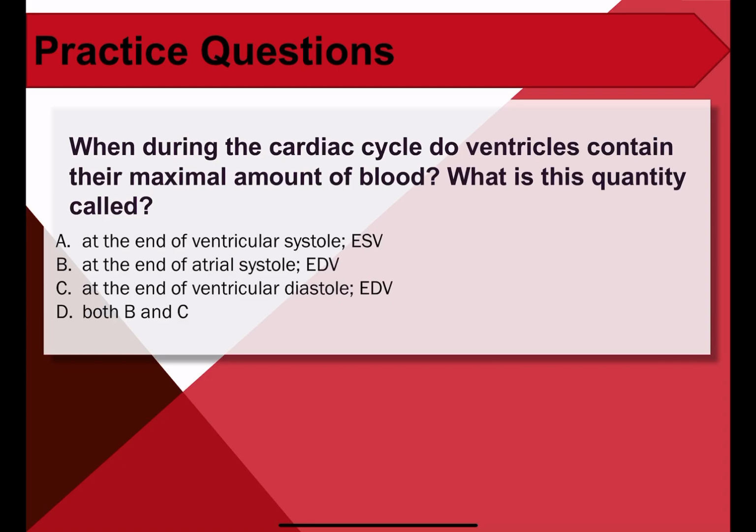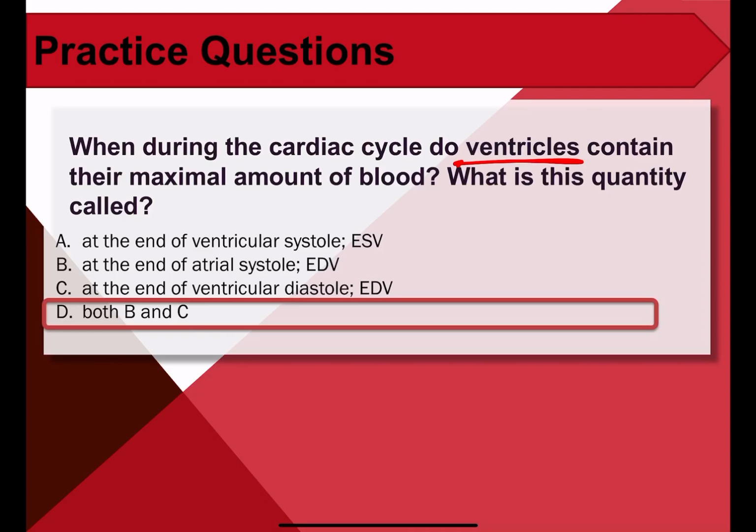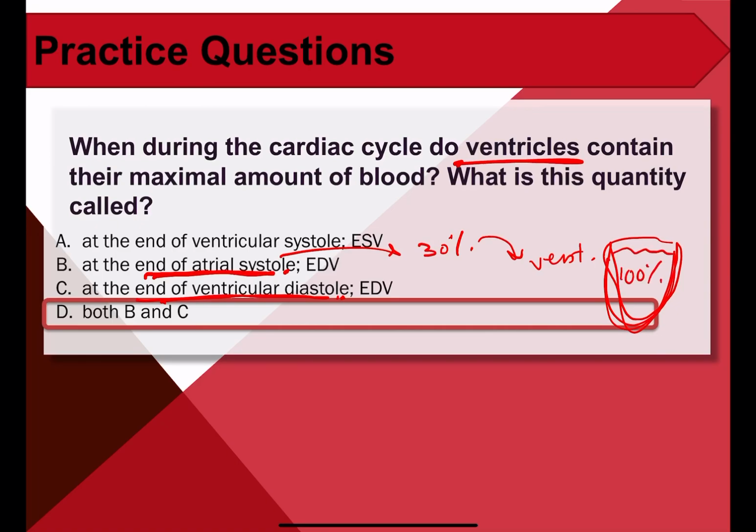When during the cardiac cycle do ventricles contain their maximum amount of blood? What is the quantity called? Remember, the maximum amount of blood in the ventricles is called EDV, but this happens at the end of atrial systole, because this pushes the rest of the 30% into the ventricles, and the end of ventricular diastole is the same thing as that whole ventricle being completely 100% filled with blood. So B and C are both true.